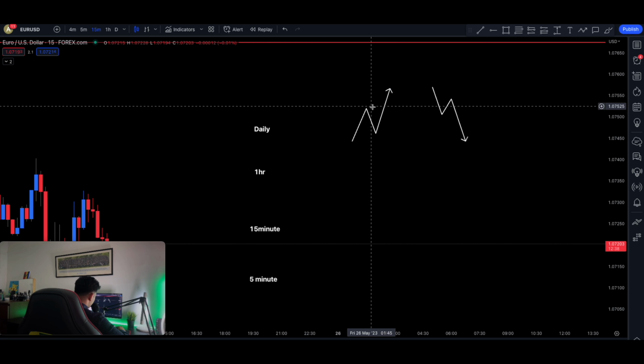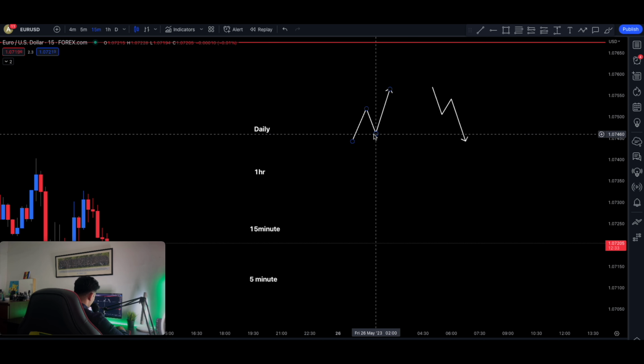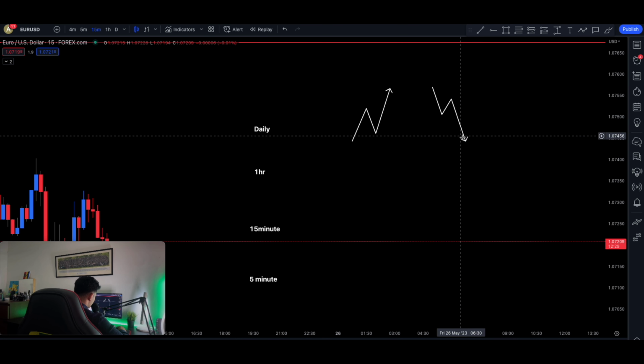So if we've broken this swing high right there, then I'm going to keep buying and buying until we break a swing low. If we break this swing low, I'm going to keep selling and selling until we break this swing high.